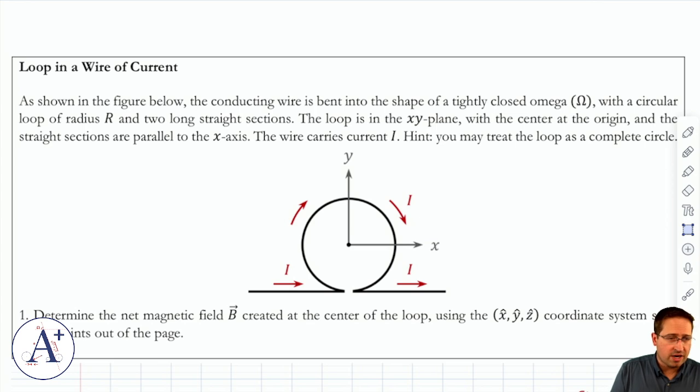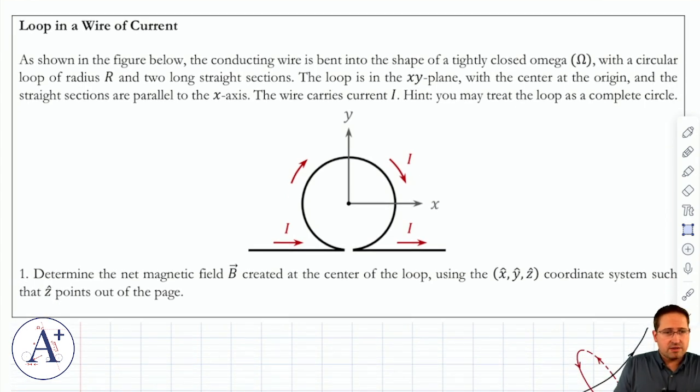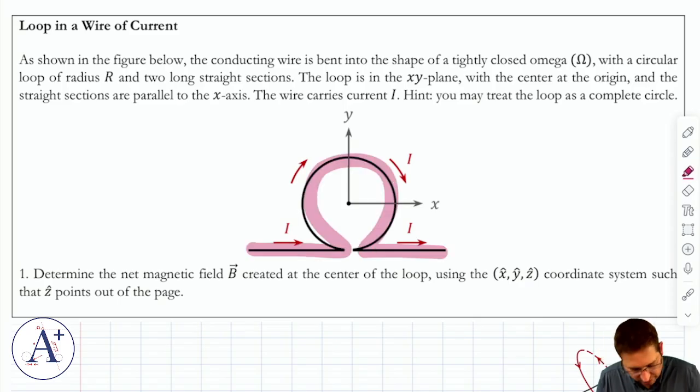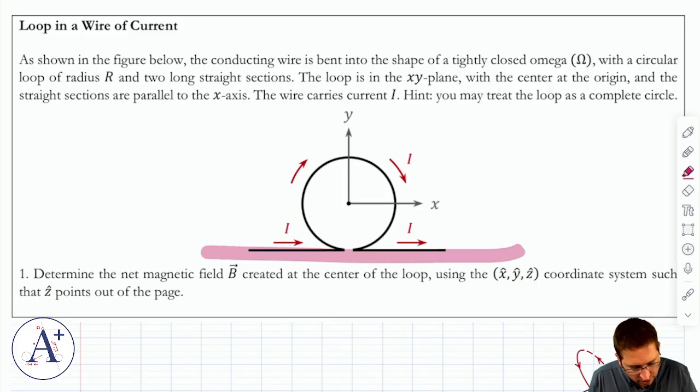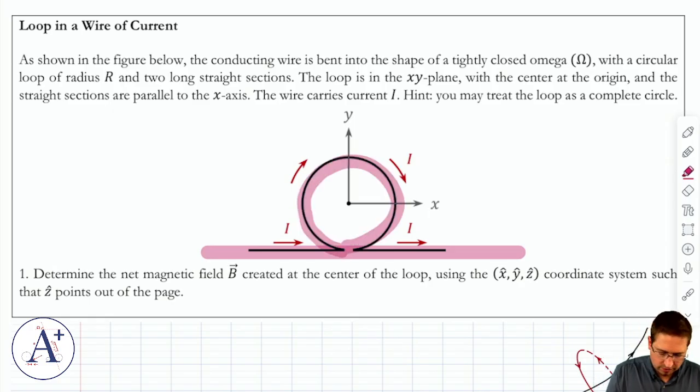Here we have a wire of current that is bent into a specific shape. You could think of it as an omega here, right? Overall, this is the shape of a Greek omega with a very tiny gap here, so small in fact that you can consider it to be the contribution of one long infinite wire and one ring of current.